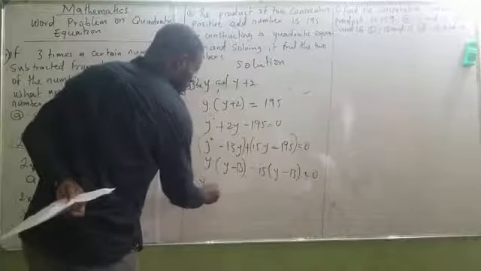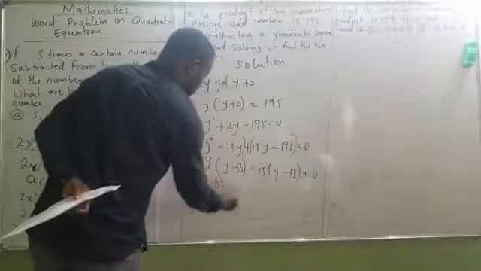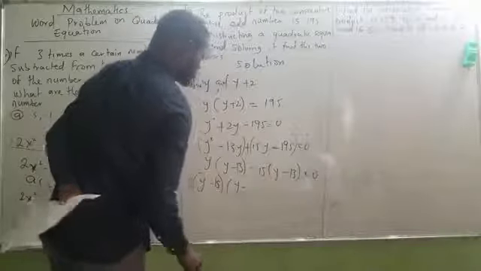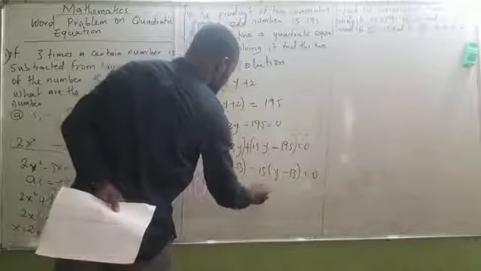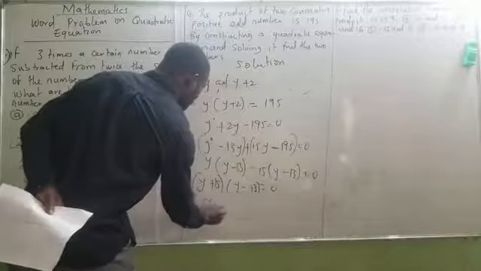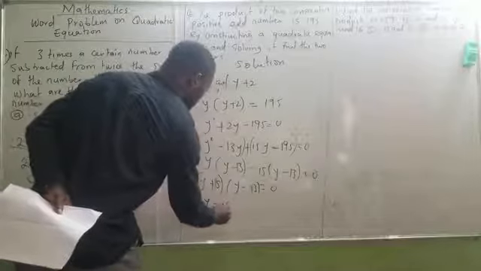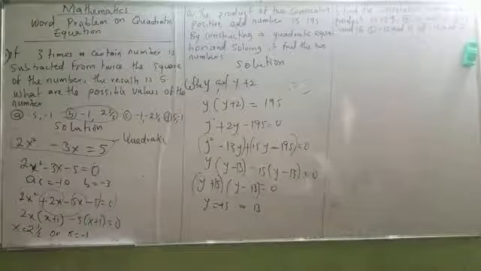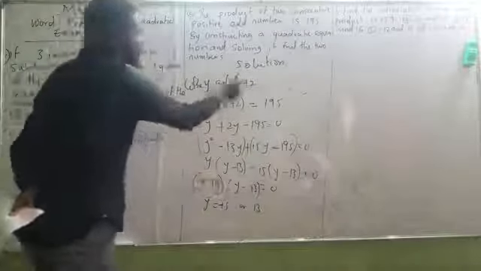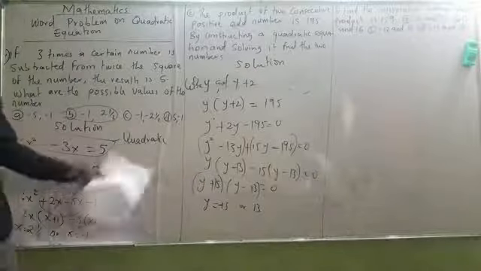Now, y plus 15 and y minus 13 equals 0. It means my y equals minus 15 or 13. Now you can check. Put those numbers there, you get where you are coming from. That is all about that.